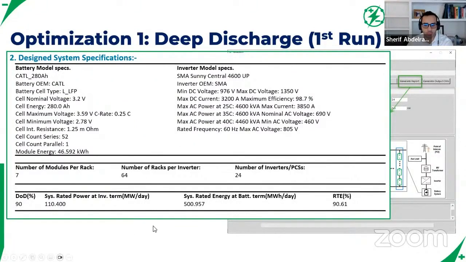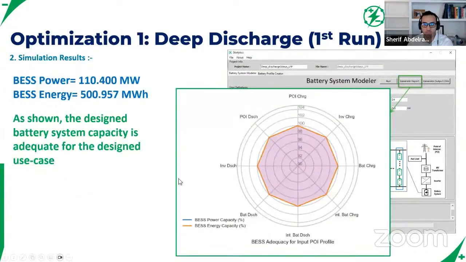After we run that case, this is what we get. The output we really wanted to focus on here is that the system we designed fully meets the requirement of the use case at year 0. What you see in this radar chart is the charge and discharge at different points in the project. What you see here in blue is the power capacity, and in orange is the energy capacity.